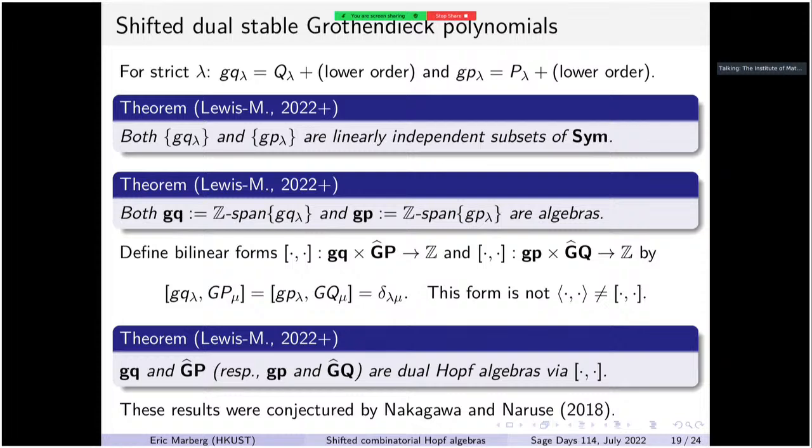And I should also say that via this form, it gives you some coproduct, but the coproduct on these algebras is actually the same one as on ordinary symmetric functions, if you know what that is. It's just sending a Schur function to the sum over Littlewood-Richardson coefficients. So these results all follow from a conjecture of Nakagawa and Naruse about Cauchy identities. But these are the more concrete consequences of their conjecture, which we proved.